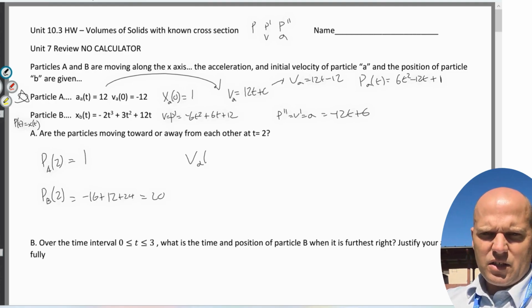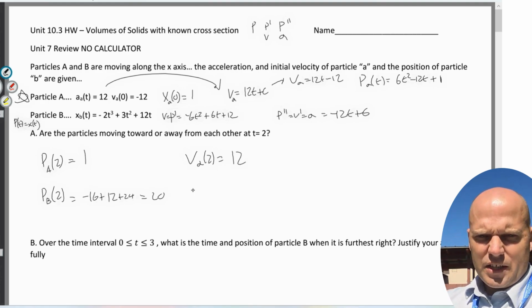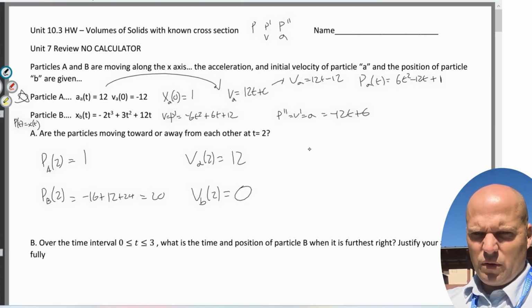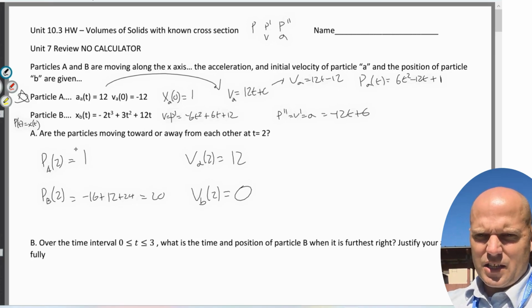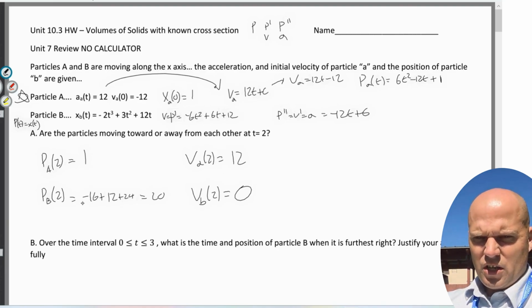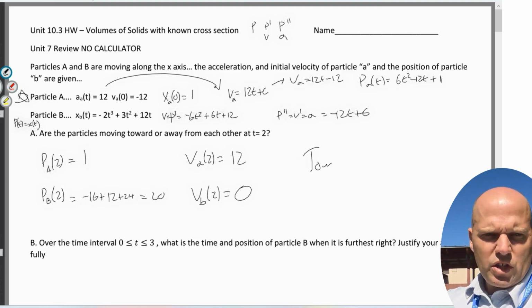Velocity of particle A at 2 is going to be 12. Velocity of particle B at 2 is going to be negative 24 plus 12, which is 0. All right, so that makes it easier to answer. Particle A is to the left of particle B, moving to the right. Particle A's position is increasing. Particle B is positioned at 20 and it's not moving, so they are moving towards each other, based on the positions and velocities.